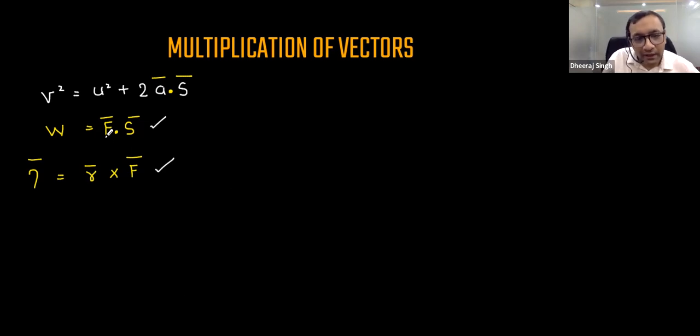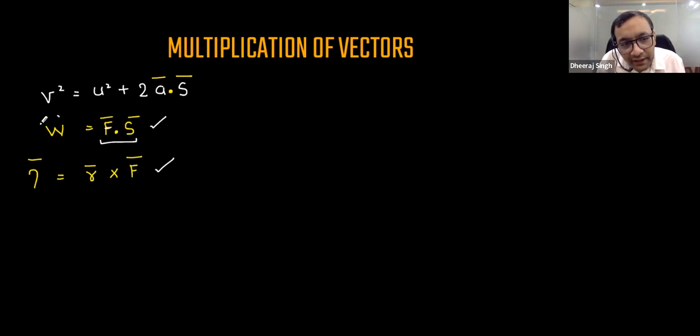this one. Now look at this. Two vectors are multiplied. What comes out? What is r? Forget about that. r is just a vector. All right, we'll learn about it in detail, but there is such an equation. All right. You can see two vectors are multiplied.